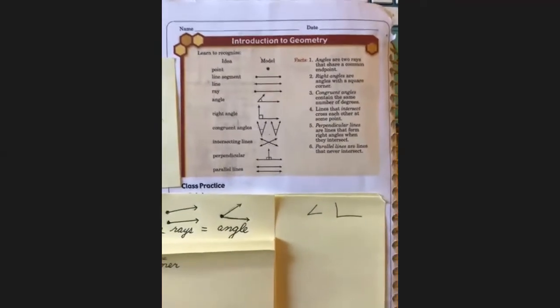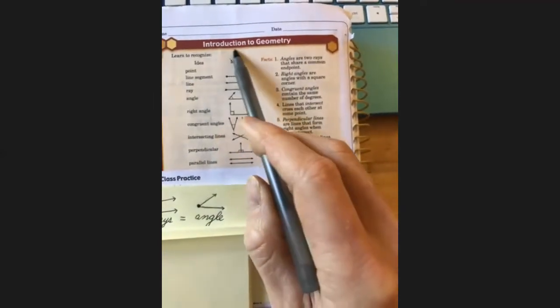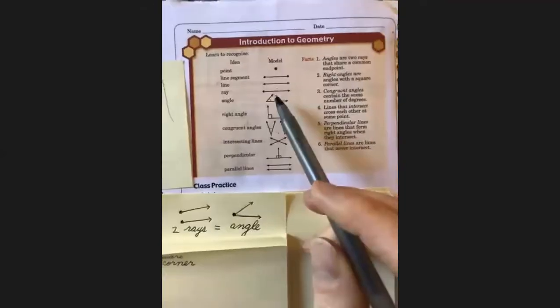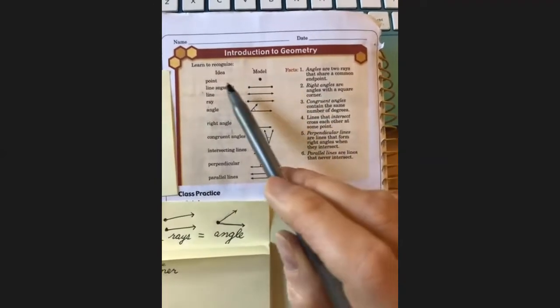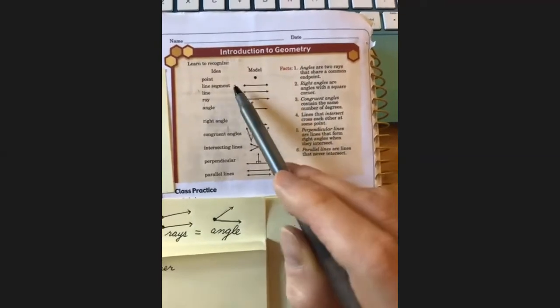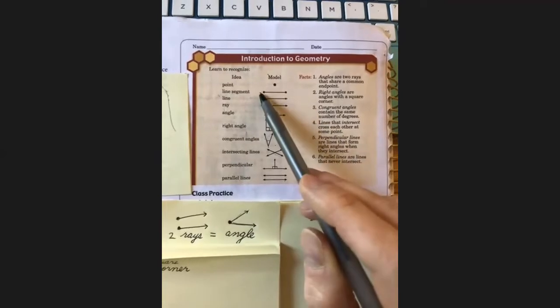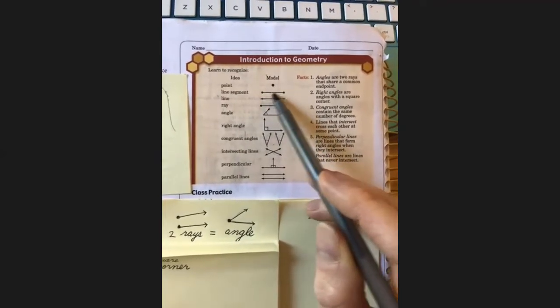So here we are, and I'm looking at your book and our book, and if you look at Introduction to Geometry, you see some basic shapes here, don't you? You see some geometry terms as well. You see a point. It's just a dot. Now we know a decimal point, so we're familiar with that. A line segment. A line segment is a piece of a line. And there are 2 dots on the end.